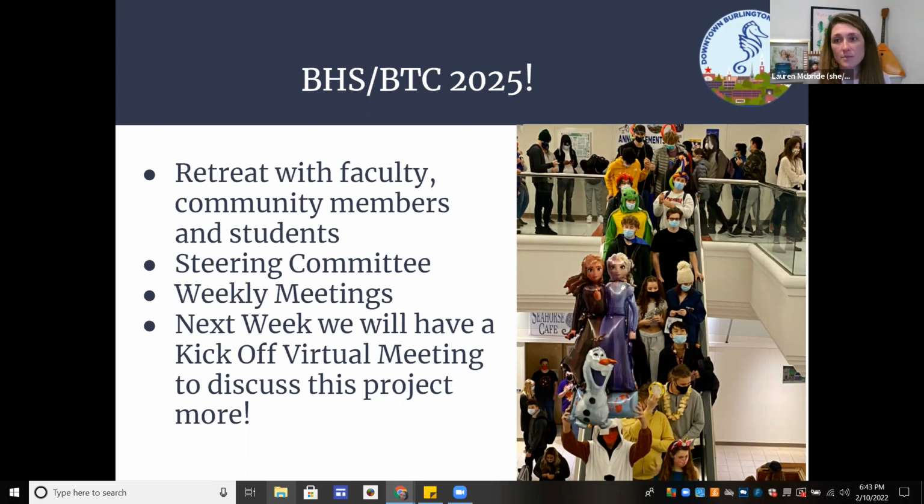So at the beginning of January, there was a retreat that happened with our faculty, some community members and students, where we were able to engage in a really big visioning project with our architects for the first time. Additionally, there's been a steering committee that's starting now to meet twice a month. That's really helping to work with the architects. And this is comprised of community members and students and faculty and staff from both BHS and BTC.